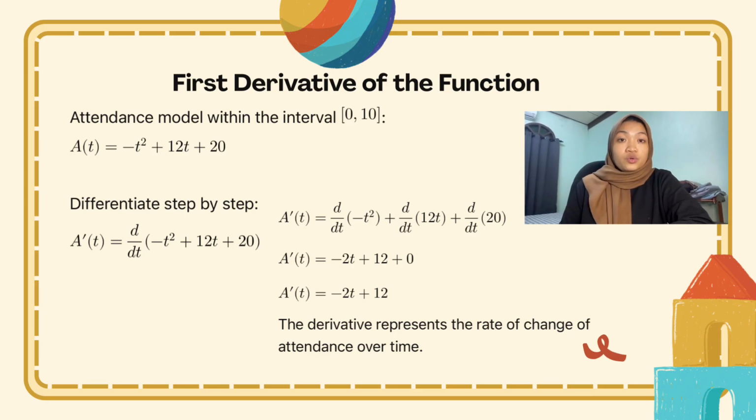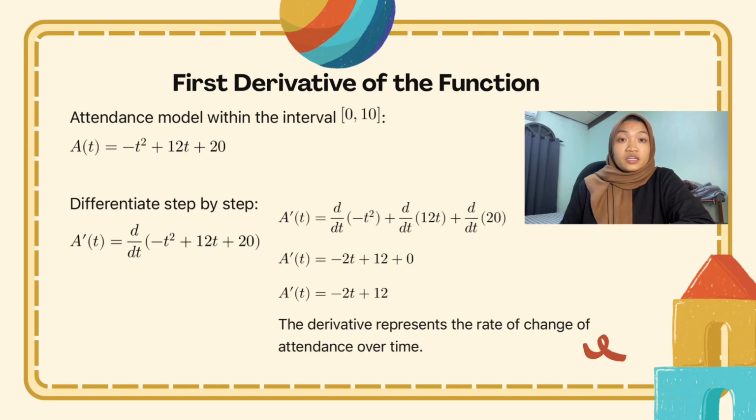First, I will show how to obtain the first derivative of the attendance function step by step. The attendance model is given by A(t) equals negative t squared plus 12t plus 20 within the interval from 0 to 10. This means the model describes student attendance over a 10-day period. To find the derivative, we differentiate the function with respect to time t.